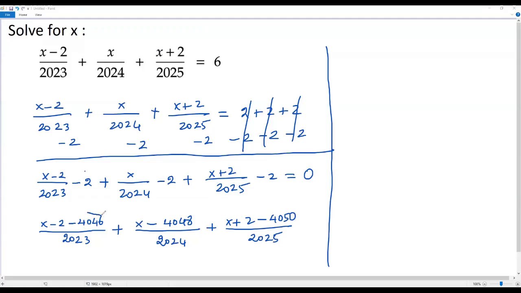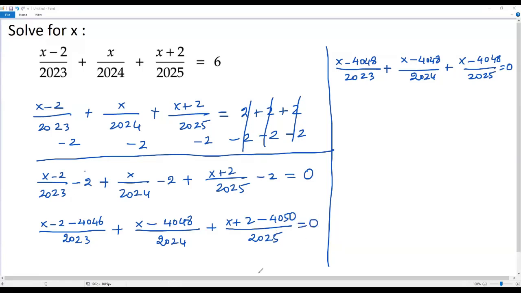Now let's simplify this. When I combine negative 2 and negative 4046, it will be x − 4048 over 2023. The second one, x − 4048, has no change, it's already simplified. In the third one, when I combine positive 2 and negative 4050, it becomes negative 4048. So I'm getting x − 4048 over 2025. On the right side I have 0. Sorry, I forgot to put 0 here.